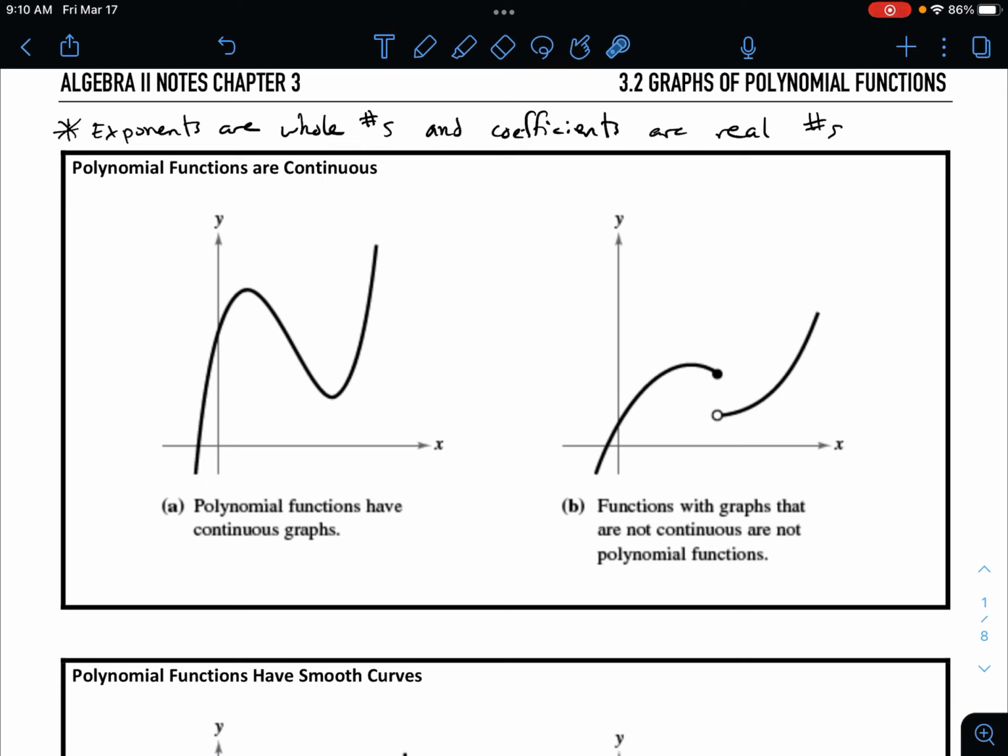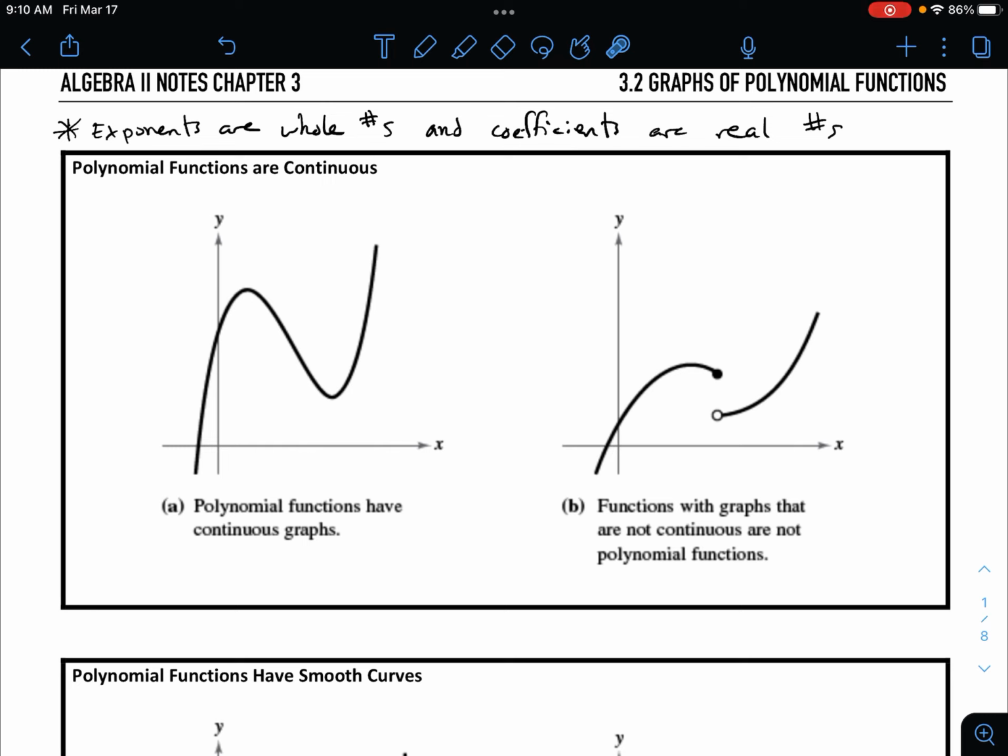Also, the coefficients must be real numbers. So I can't take the square root of -5 and incorporate that into a polynomial function. That would not be a polynomial function then. We know that the square root of -5 is the same thing as i square root 5. So for that same reason, we can't have the letter i appear in a polynomial function.